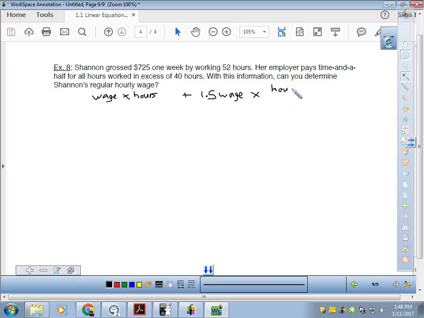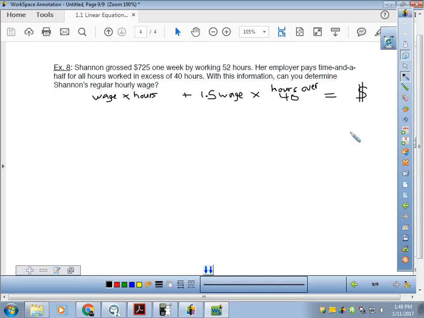I'm sorry, the little board's acting up. The hours that are over 40. And so in total, when we take her wage times her hours, plus 1.5 times her wage times her hours over 40, that's going to equal the money that she made. It's going to equal how much money she made.